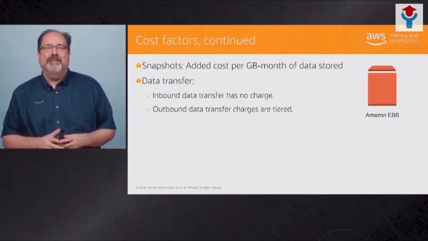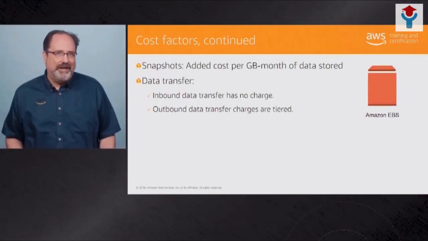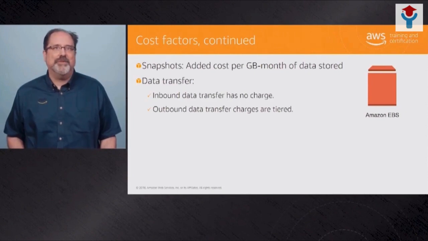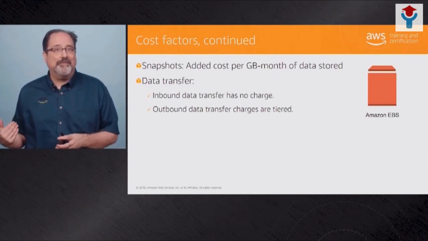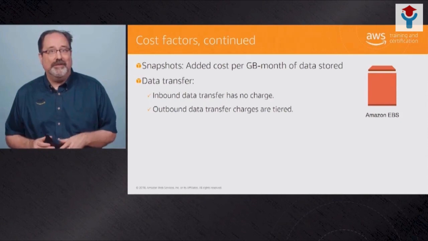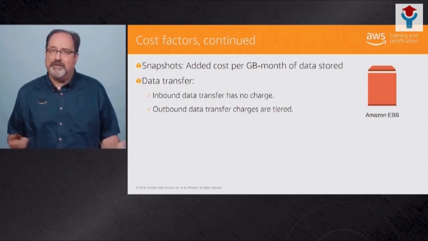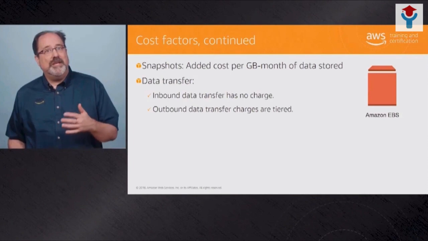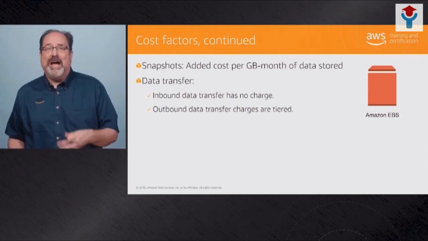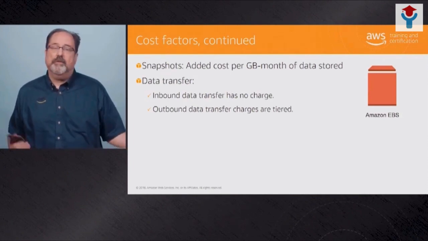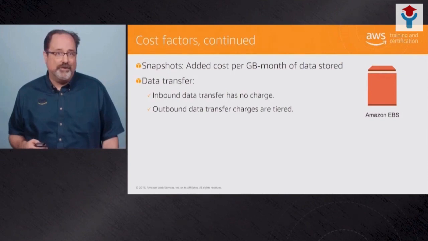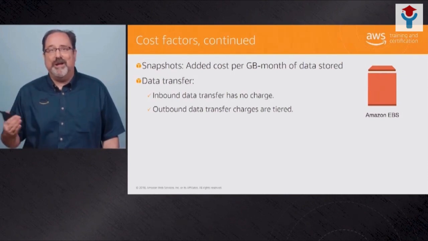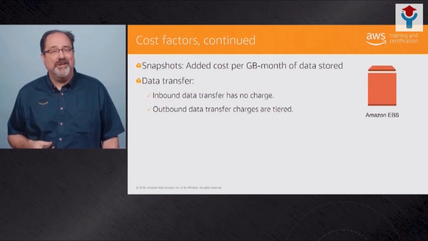Snapshots. The Amazon EBS engine provides you the ability to back up snapshots of your data to the Amazon S3 backbone for durable recovery. If you want EBS snapshots, then the added cost is a per gigabyte per month charge of the amount of data you store. And when we talk about data transfer, again, we take into account the amount of data transferred out of your application. Inbound data transfer is free, and of course, all outbound data transfer charges are tiered for volume discounts.